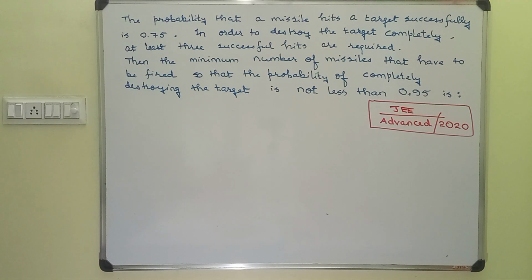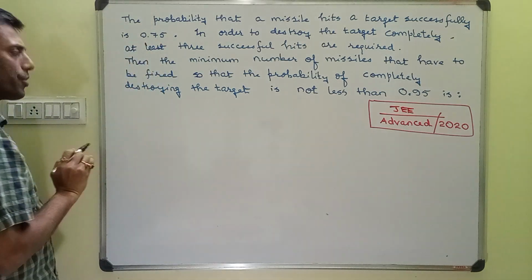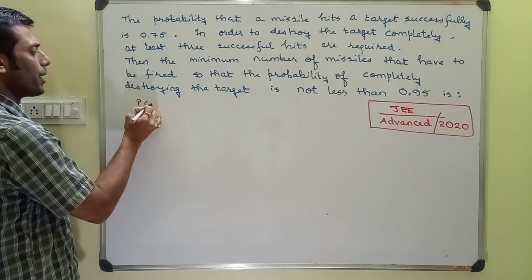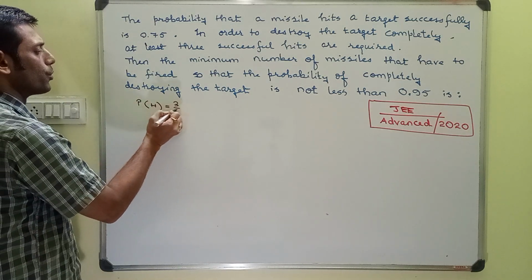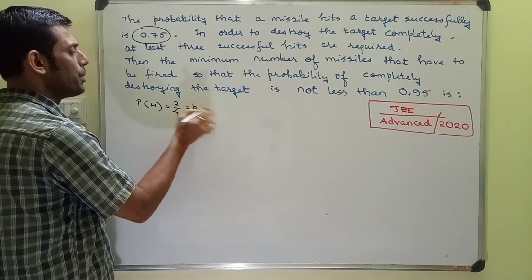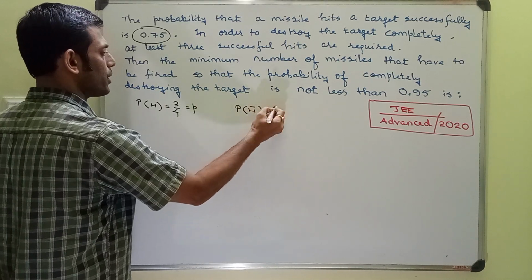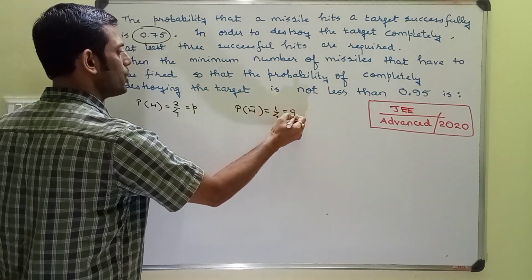A simple question on binomial probability. A missile hits a target successfully with probability 0.75. The probability of hitting the target is 3/4. Now if I call this P, there is a probability of failure, of not hitting the target, and that is 1/4, which is equal to Q.